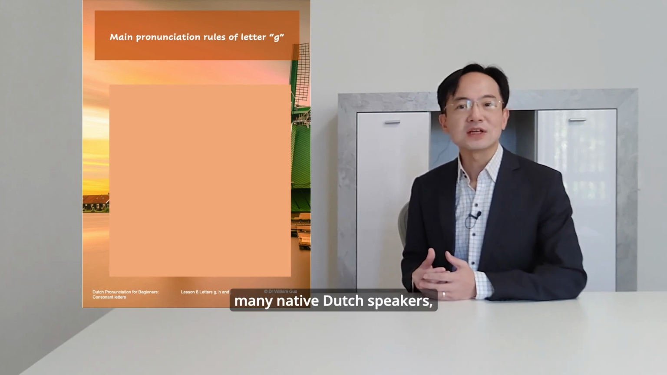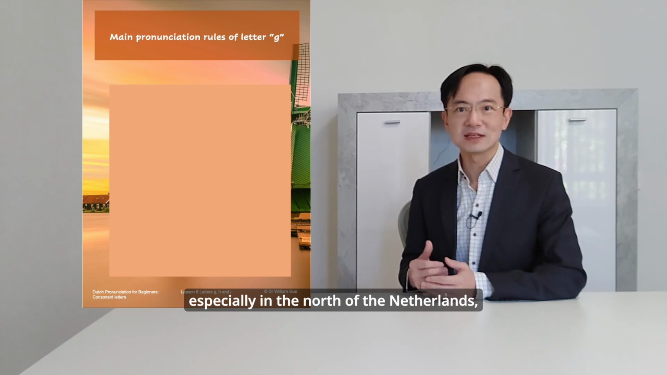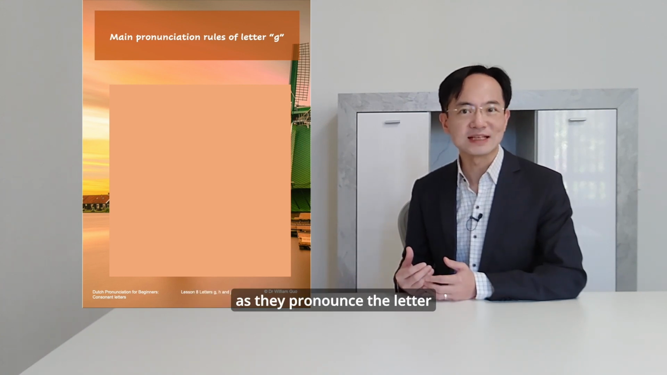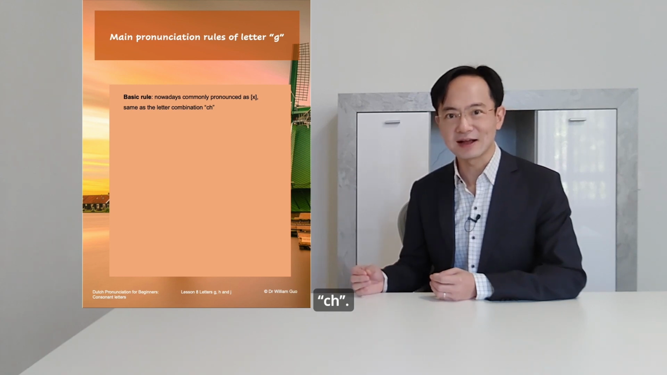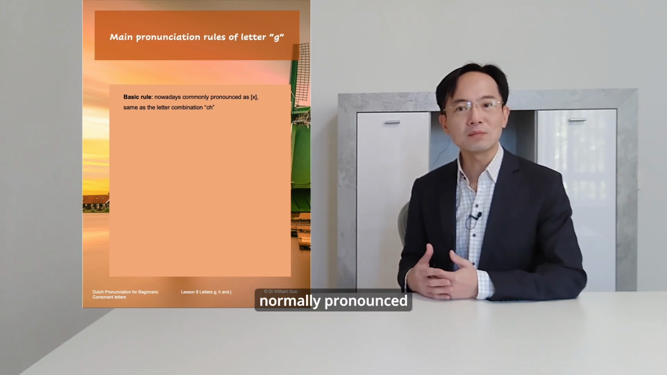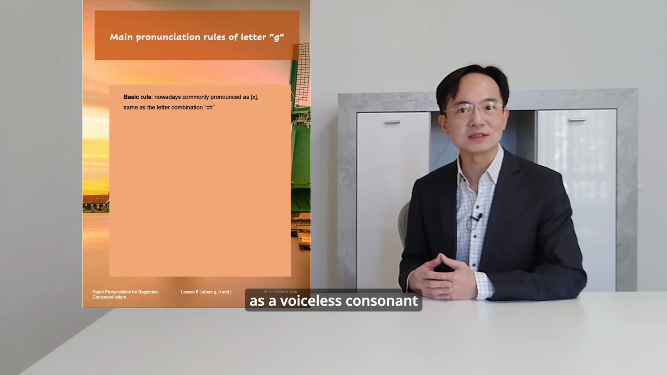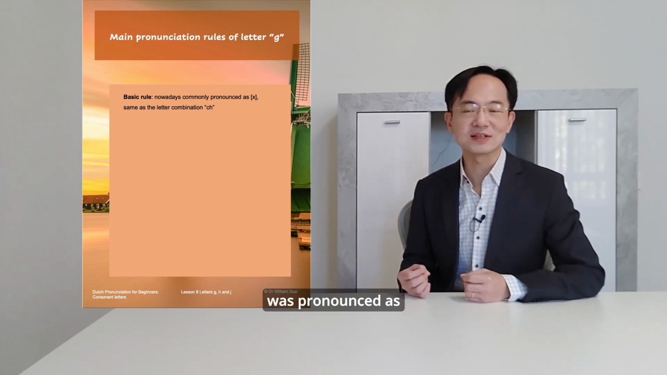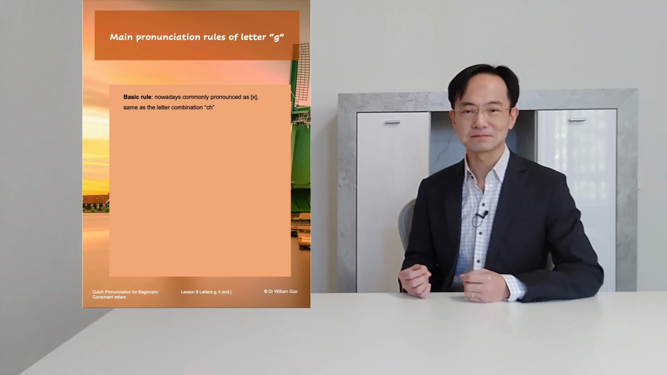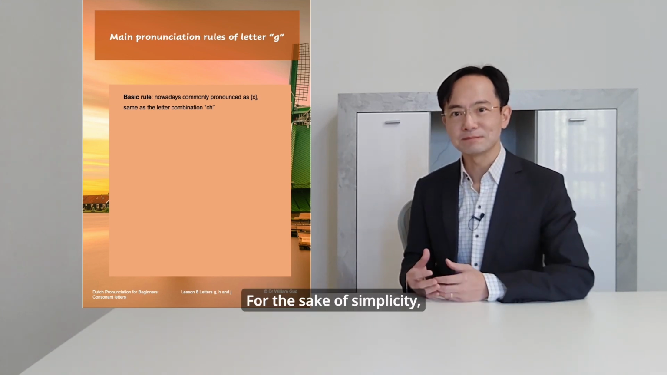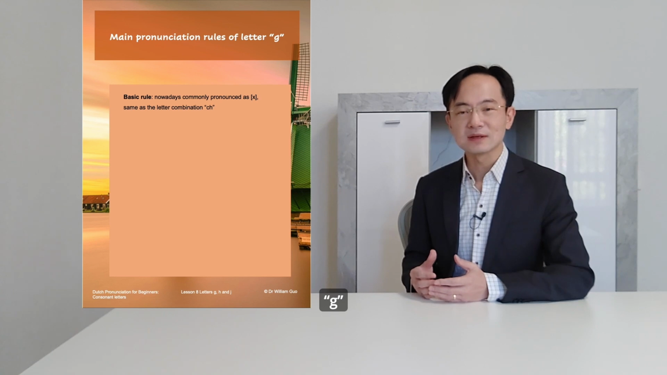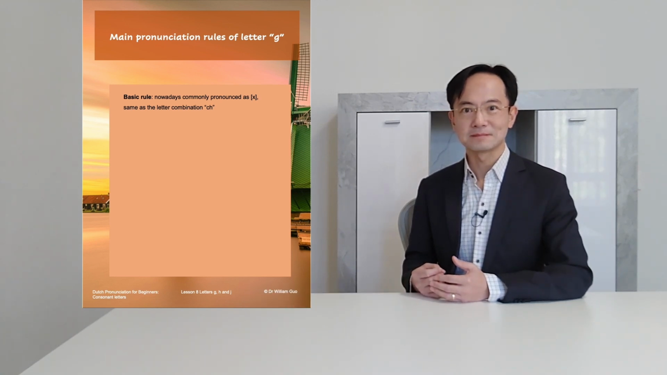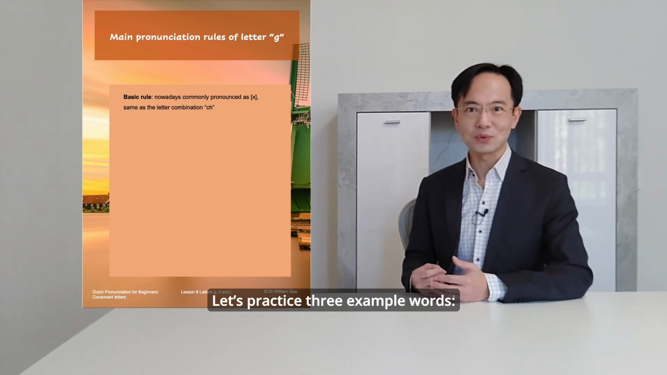Nowadays, many native Dutch speakers, especially in the north of the Netherlands, pronounce the letter G in the same way as they pronounce the letter combination CH. Both are nowadays normally pronounced as a voiceless consonant G, although traditionally the letter G was pronounced as a voiced consonant. For the sake of simplicity, we'll just pronounce the letter G as a voiceless consonant G in this class. Let's practice 3 example words.